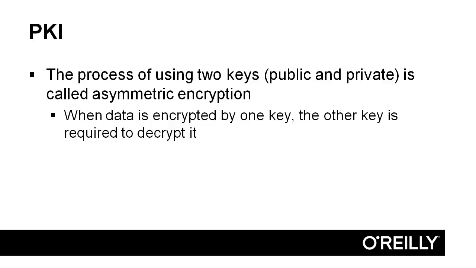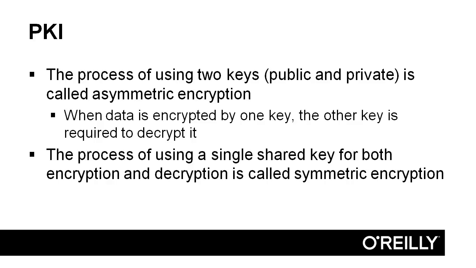So when data is encrypted by one key and the other key is required to decrypt it, we're looking at asymmetric encryption. Now, there is a process out there where I can use a single key on both sides. It's the same key to encrypt and decrypt, and this is called symmetric encryption, though it's not quite as secure as public and private. Now, actually in PKI, it's using both of those, but I don't want to go that deep here and confuse you right now. So for now, just understand what PKI is, how we use it, and what it does for us.